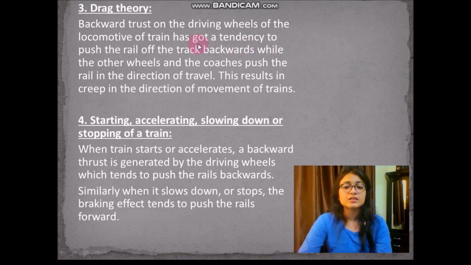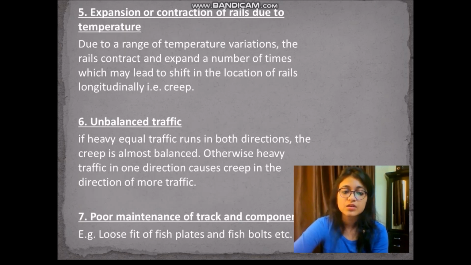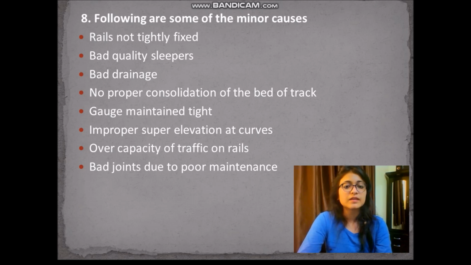This is percussion theory. Drag theory: the forward driving wheels have a tendency to push the rail backwards, and the remaining wheels and coaches have a tendency to push it forward. Next is starting acceleration, slowing down and stopping of the train, because of which creep will also occur. Next is expansion or contraction of rails due to temperature. Because of temperature, expansion and contraction of rails will occur, and they might get distorted and disturbed from their right place. Unbalanced traffic: if there is more traffic in one direction, then the rails will move in that direction, and hence creep will occur. Poor maintenance of track and components, and some of the minor causes we saw.